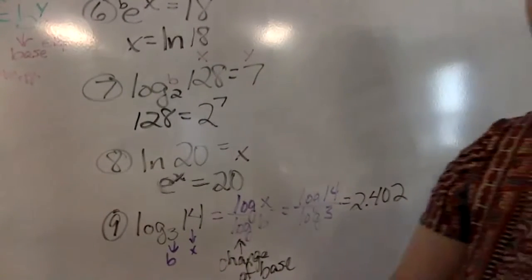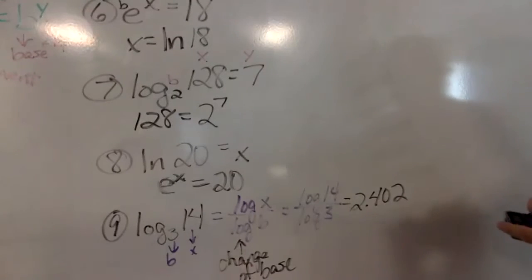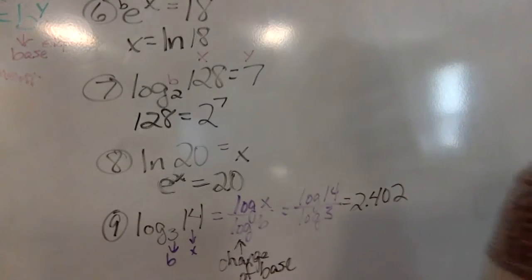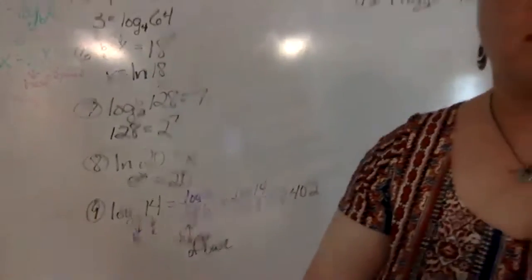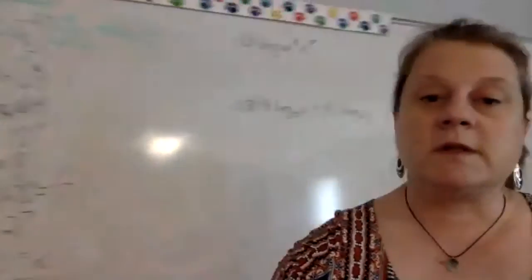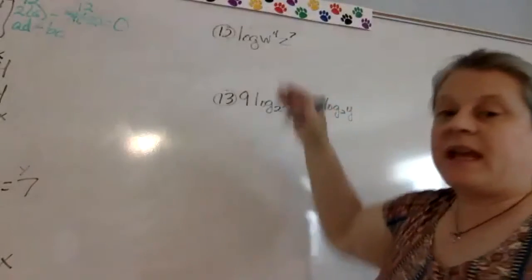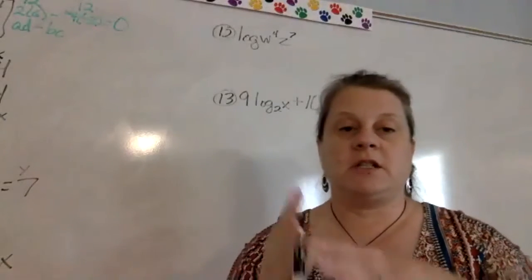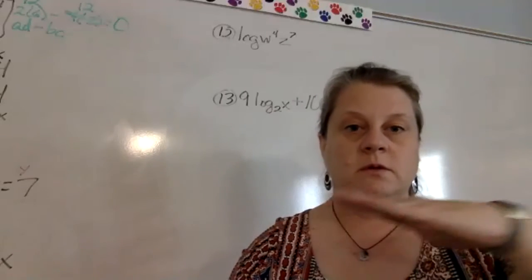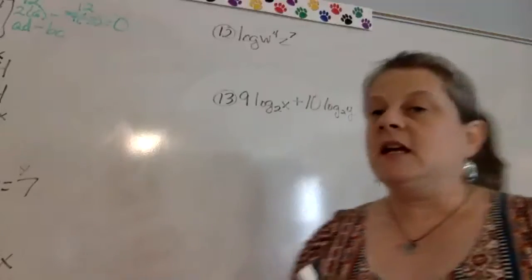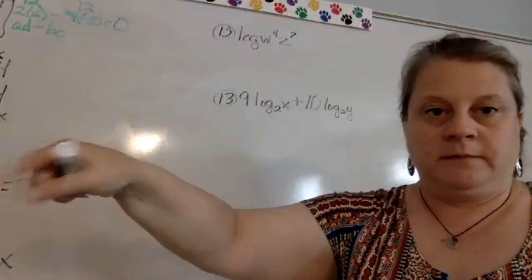Okay. Now, our next ones, number 12 and number 13, are talking about expanding the logarithms and condensing the logarithms. Now, we had rules for these. Okay, they were pretty easy. If it has multiplication, to expand it, we change it to addition. If it has division, you would change it to subtraction. If you have an exponent, it ends up going to the front.